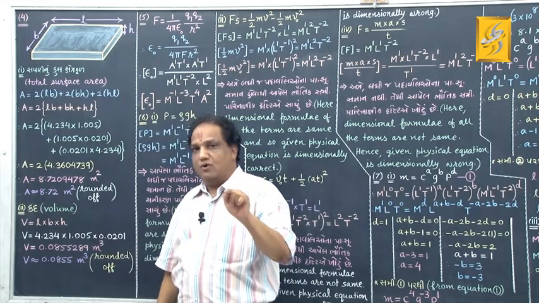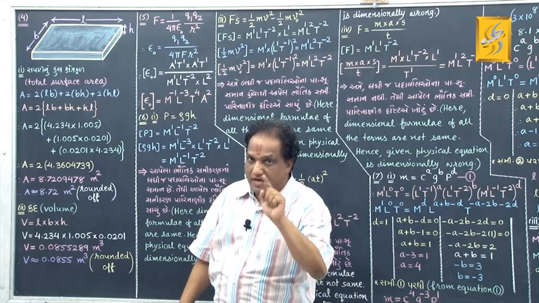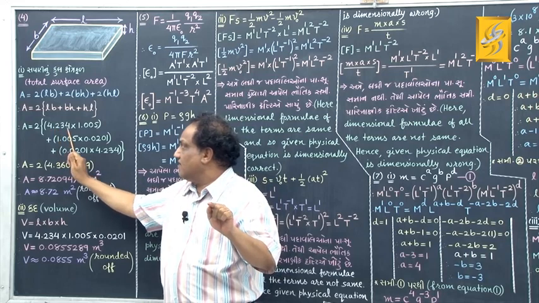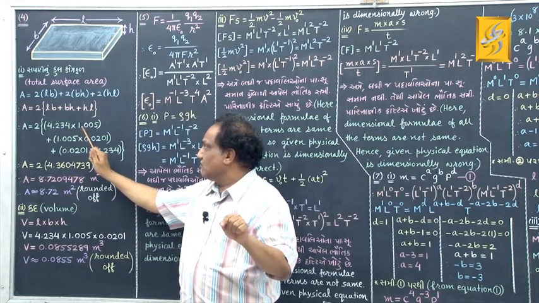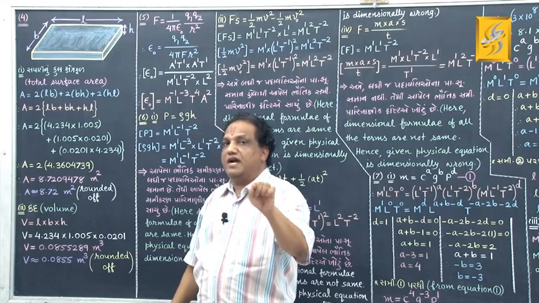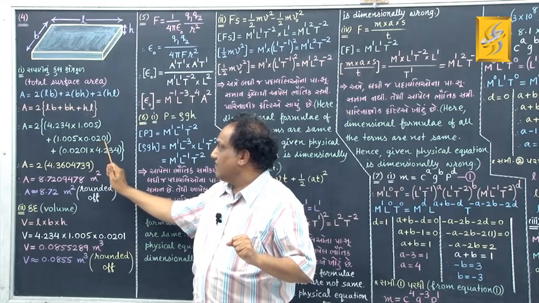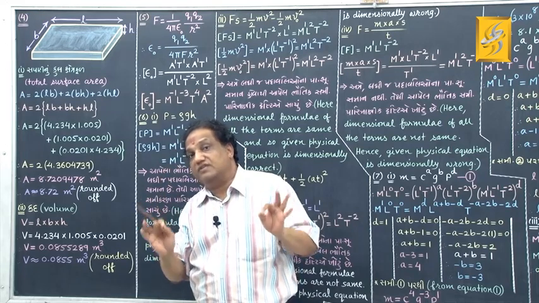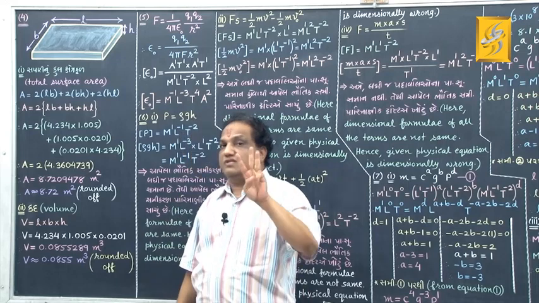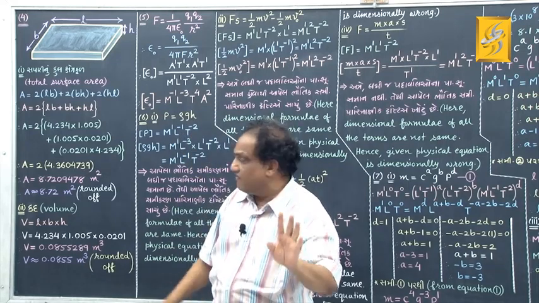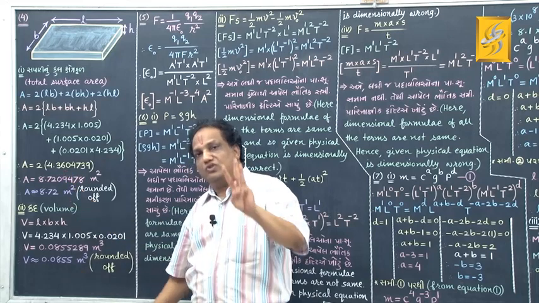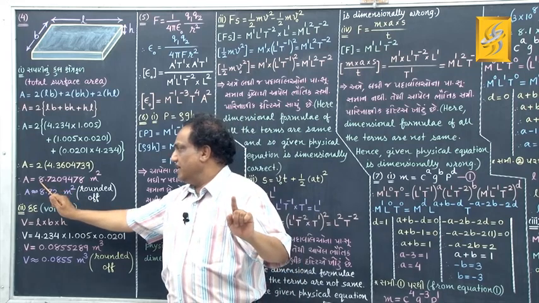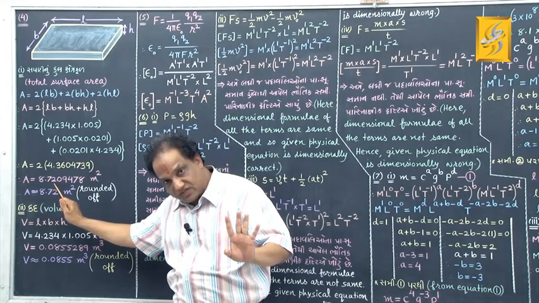But now we are given three measurements, length, breadth and height. In length you can see there are 4 significant digits, in breadth also there are 4 significant digits, but in height or thickness there are 3 significant digits. So among the given significant figures, the minimum is 3. So we must approximate the final answer also up to 3 significant digits only. That's why we retain the first 3 significant digits, okay?